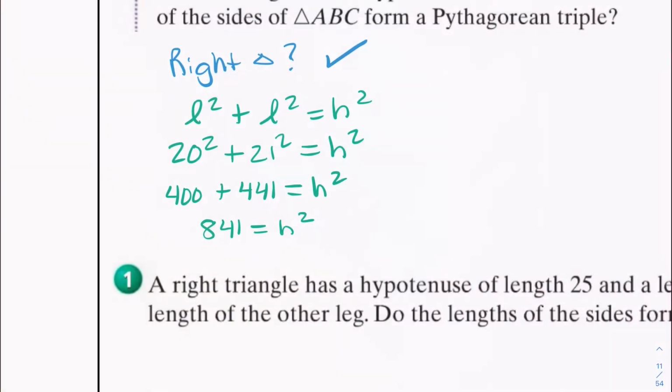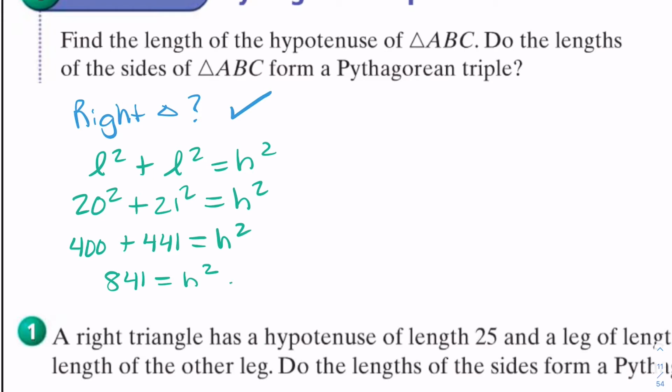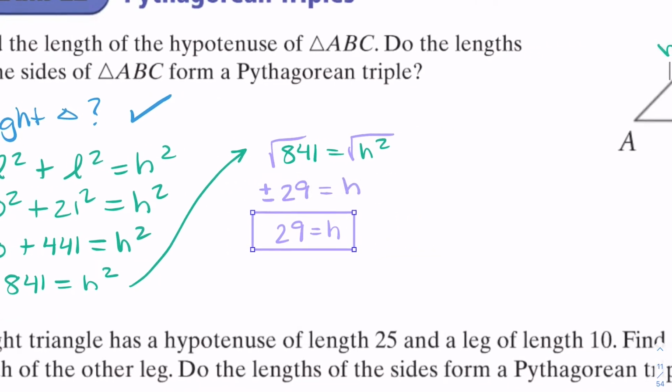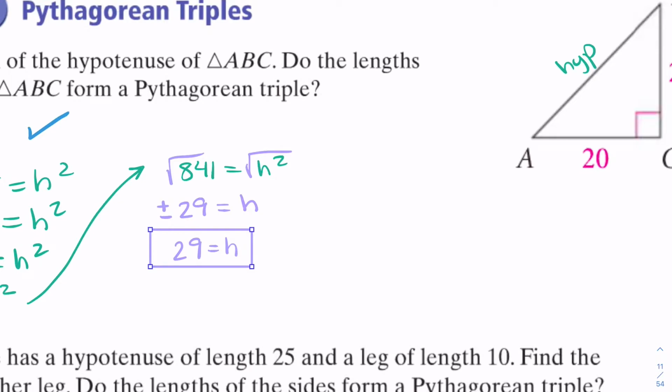So we are going to go back. We're going to evaluate this. We'll say 841 equals h squared. We're going to find the square root of both sides. So 29 equals h. Well, plus or minus 29 because of the square root of 841. However, we can only use the positive value because side lengths are positive. So h equals 29. And therefore, triangle ABC is a Pythagorean triple.